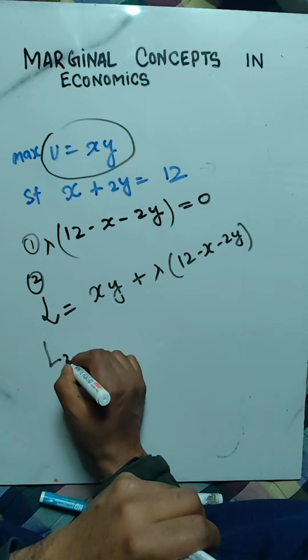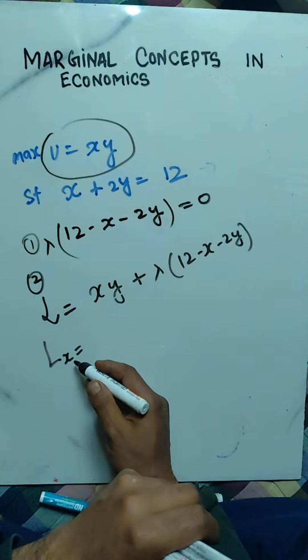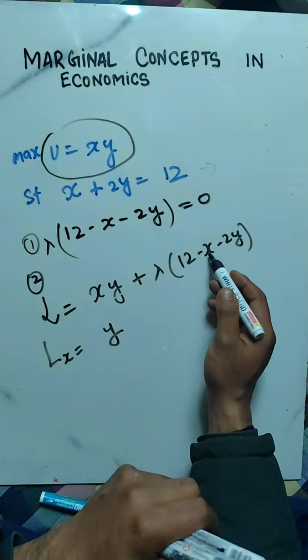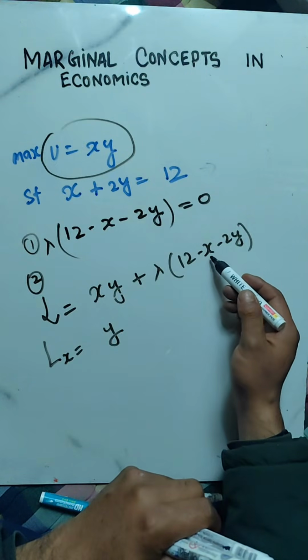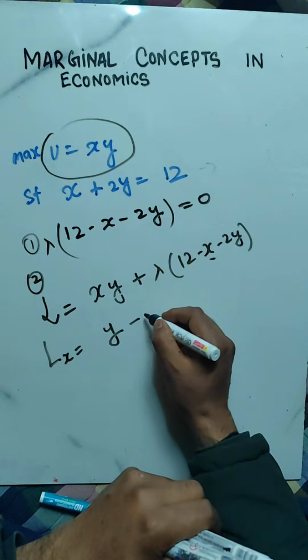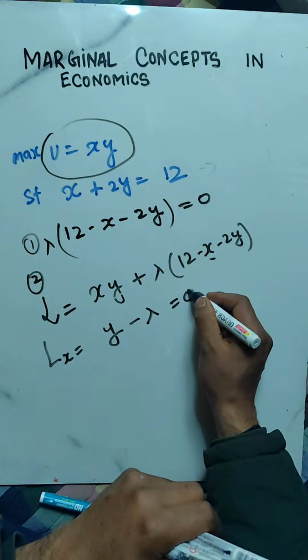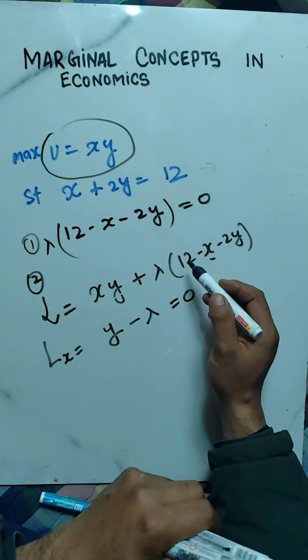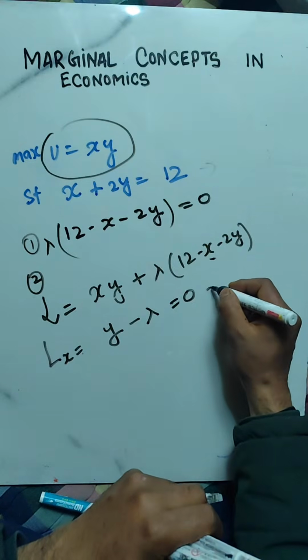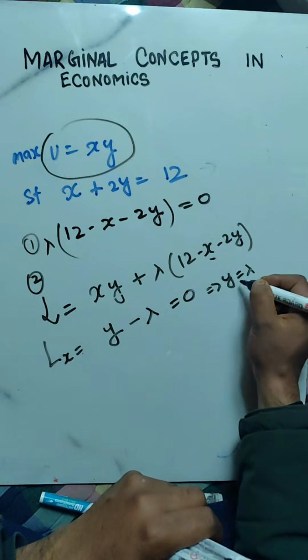So L subscript x means the derivative of this function with respect to x. Derivative of xy with respect to x is y, so we will be left with y. Derivative of the constraint term with respect to x will be negative 1, so we have lambda times negative 1, so we get negative lambda, and we set it equal to 0. As we know, the derivative of 12 and the last term will be 0 because we are taking the partial with respect to x. Which implies y is equal to lambda.